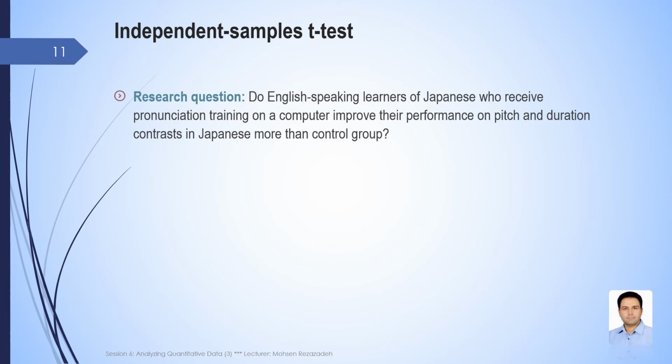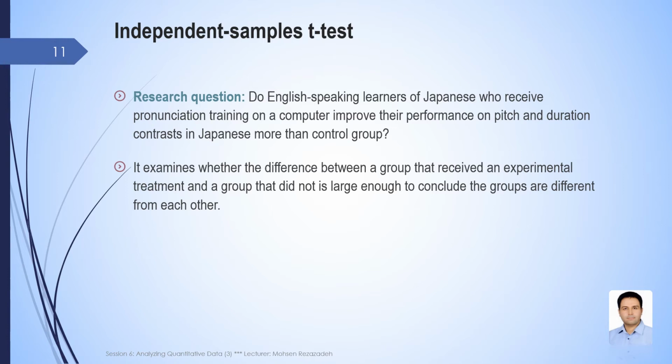So we have two sets of scores on pitch and duration, and we have independent samples. Therefore, we can use independent samples t-test. It examines whether the difference between a group that received an experimental treatment and a group that did not receive it is large enough to conclude that the groups are different from each other significantly.